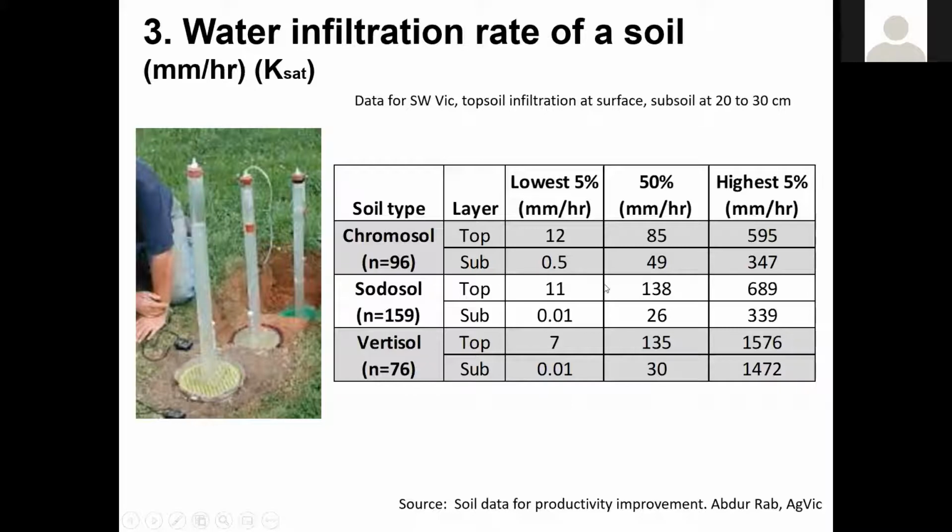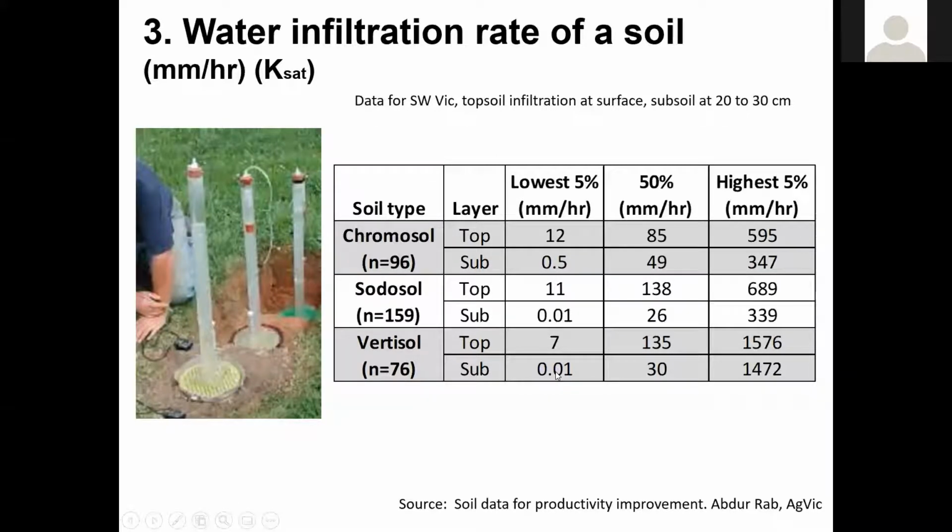But the one that we really should pay attention to is this one over here, this lowest 5% of results. If you look at the sodosols and the vertosols, that's 0.01 of a millimetre per hour. So we've got some of these subsoils on sodosols and vertosols that virtually don't let water through. They seal off and don't let water through. So we can get a lot of water in, but can't get it to drain out through the subsoil. And so these are the soils that are far more prone to waterlogging.